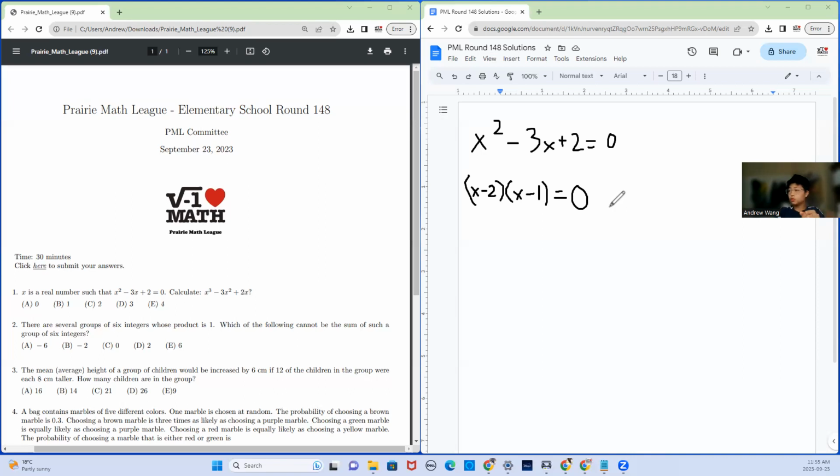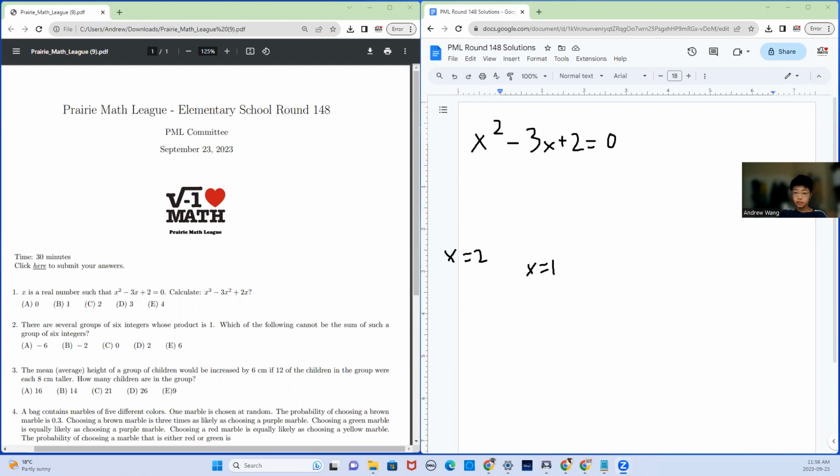First one, x minus 2 has to equal 0, so x can equal 2, or x minus 1 can equal 0, and x equals 1. So these are the two solutions. I'm going to erase this one so far. So we have these two solutions to this equation, x equals 2 and x equals 1.